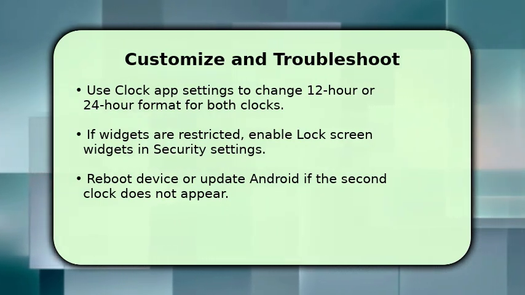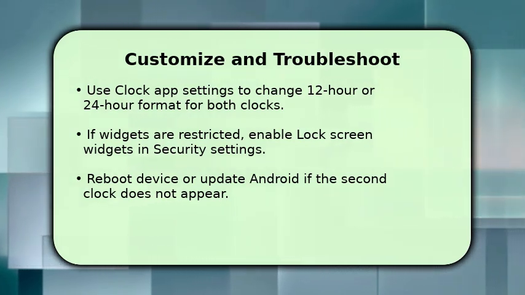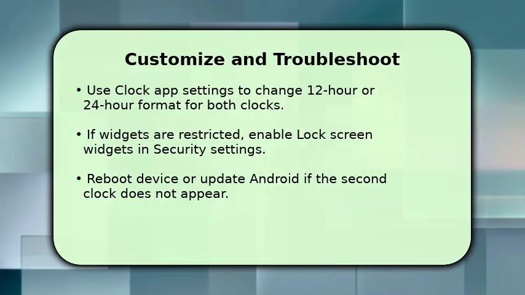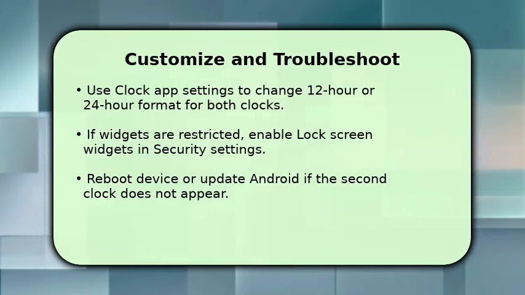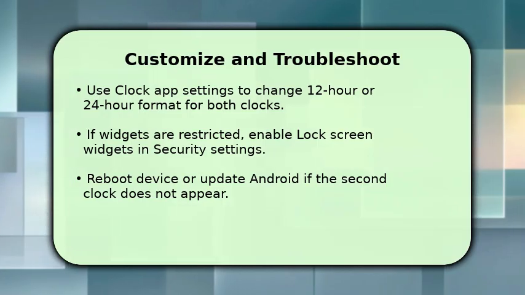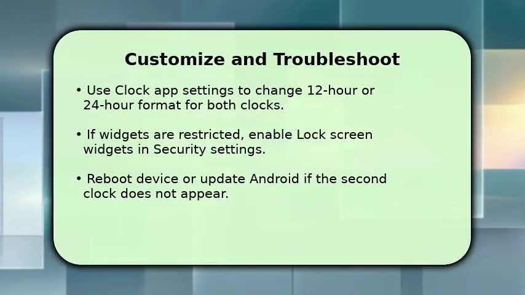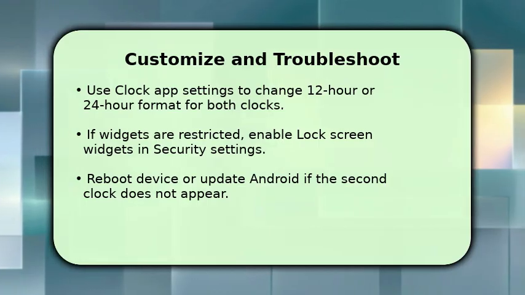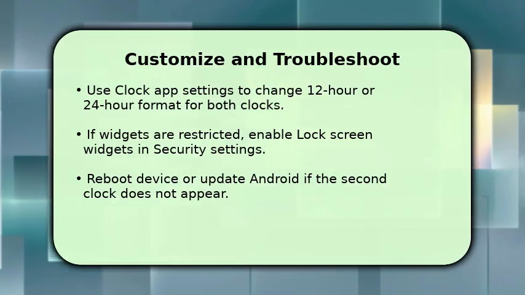If the lock screen prevents widgets, open Security Settings and enable lock screen widgets or notifications on lock screen. You can also clear cache for clock and settings apps if widgets fail to update. Reboot the device after changes and reapply the widget if needed.